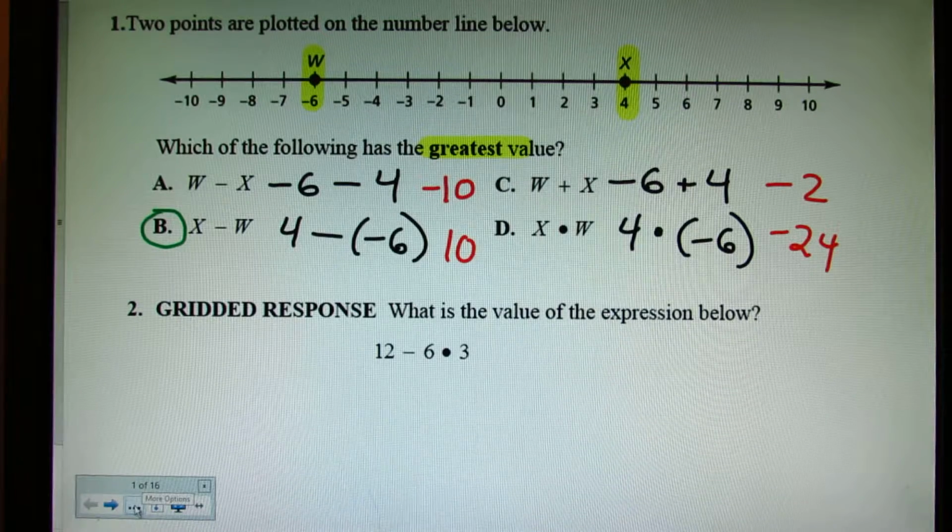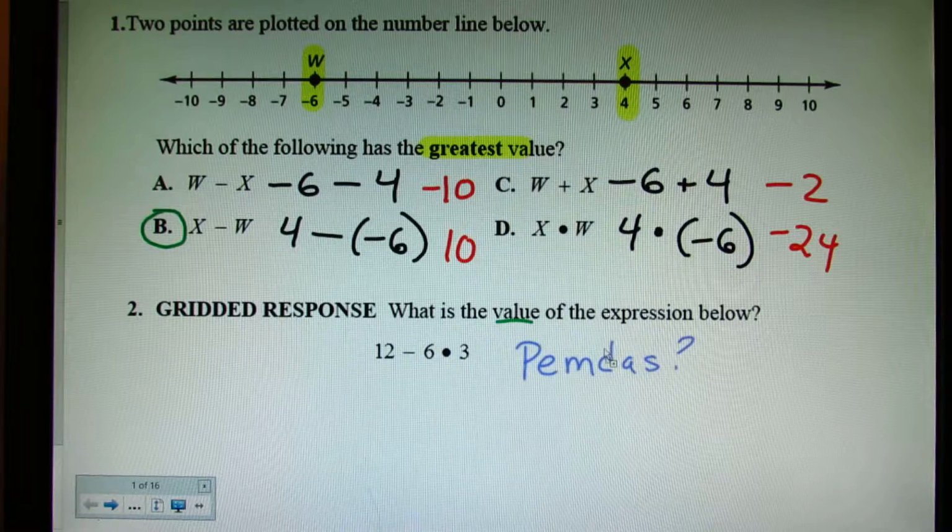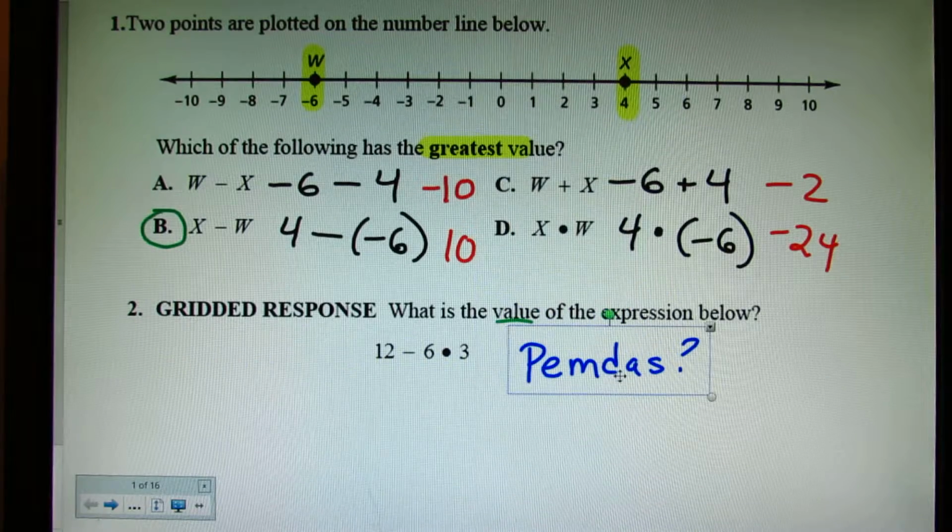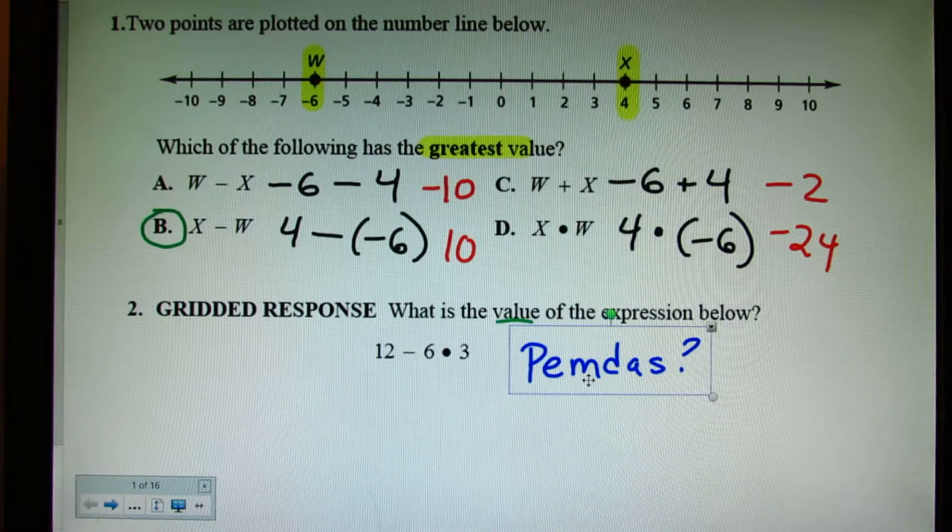Second question, what is the value of the expression below? The value. Okay, in order to do this one, I'm going to need to use order of operations, PEMDAS. Which one do I follow first? Well, I see 2 operations here. I see subtracting and multiplying. So the first thing I'm going to do is multiplying, because multiplying comes first in PEMDAS.